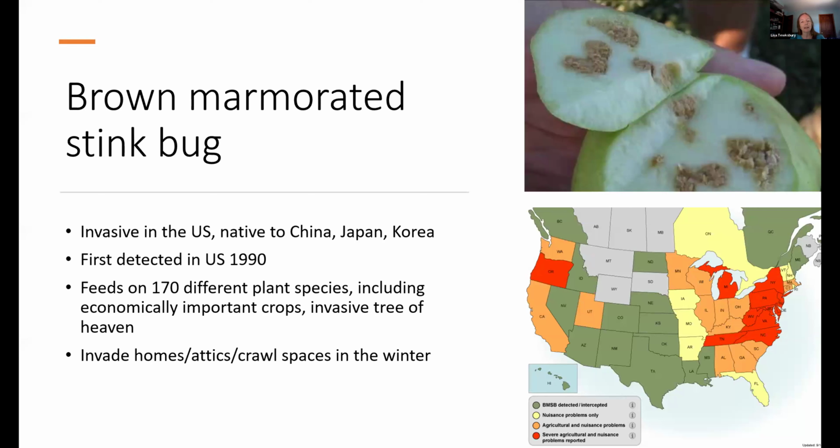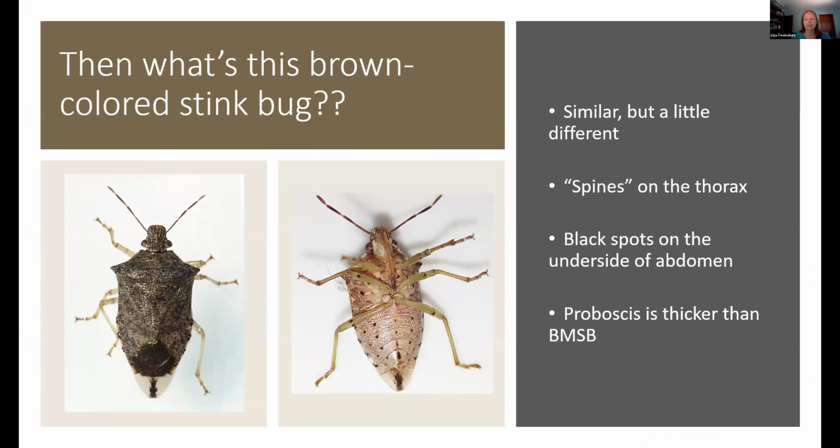It's from China, Japan, Korea originally, and so is the invasive tree of heaven. So is spotted lanternfly, and both brown marmorated stink bug and spotted lanternfly feed on tree of heaven. It's one of their preferred plants. And here's the invade homes part: attics, crawl spaces. I've never had more than 3 or 4 at a time, but there have been places where they get hundreds or thousands, which is not welcome, as you can imagine.